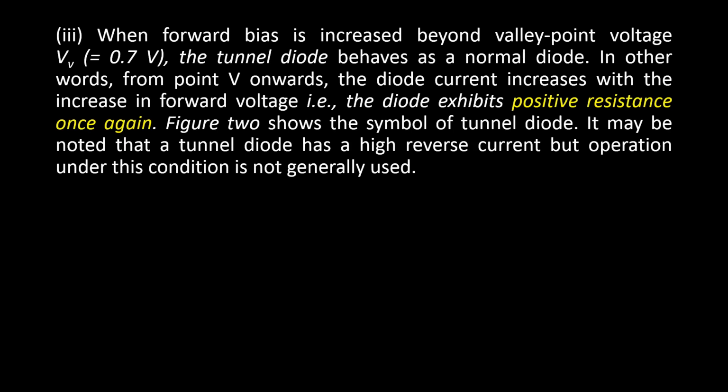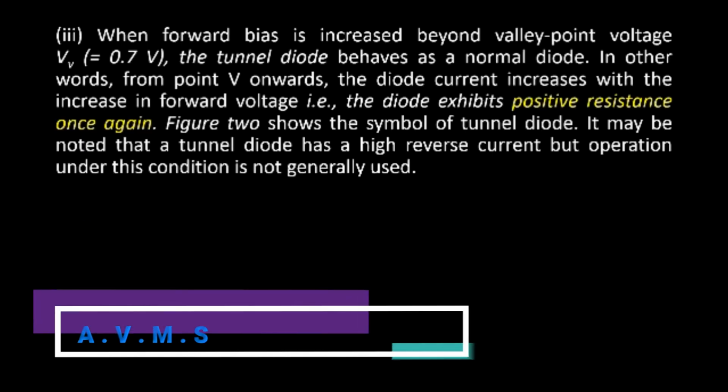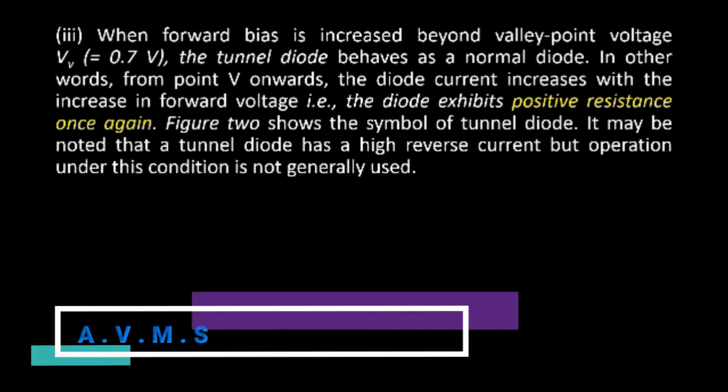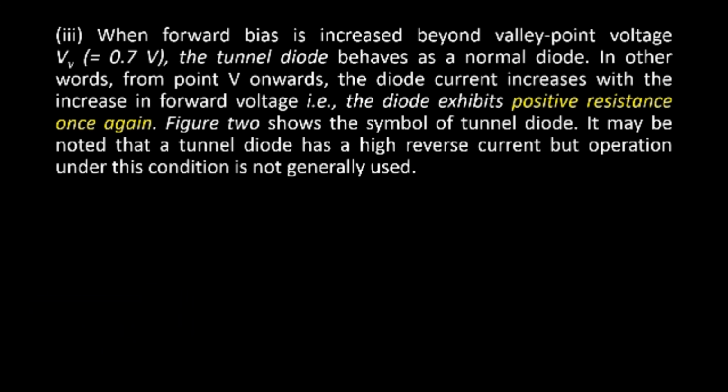3. When forward bias is increased beyond valley point voltage Vv equal to 0.7 volts, the tunnel diode behaves as a normal diode. In other words, from point V onwards, the diode current increases with the increase in forward voltage, that is, the diode exhibits positive resistance once again. Figure 2 shows the symbol of the tunnel diode. It may be noted that a tunnel diode has a high reverse current, but operation under this condition is not generally used.